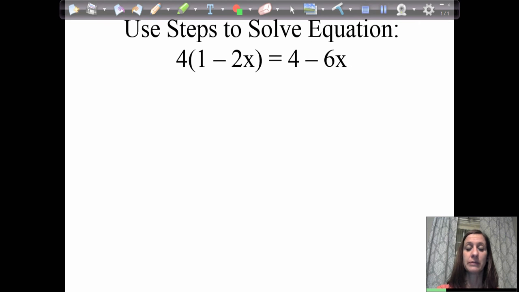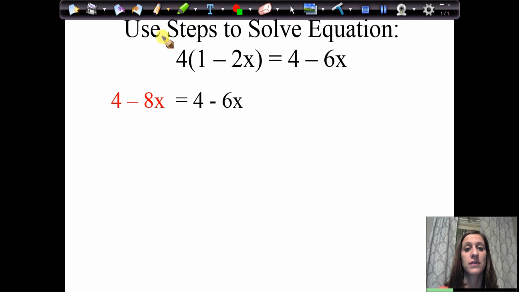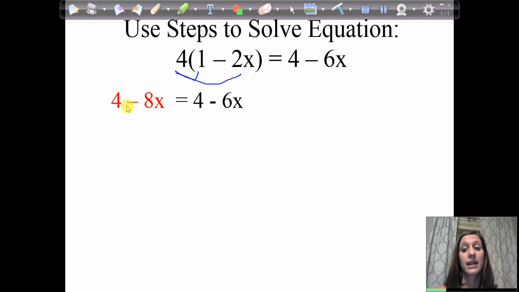Here's our next example. Again, we have variables on both sides. However, on this equation, we have parentheses. So the first thing that we need to do is use the distributive property to get rid of those parentheses. So I'm going to take this 4 and I'm going to distribute it into the parentheses using multiplication. When I do that, I get 4 minus 8x, and then I haven't changed anything on the right side of my equation.